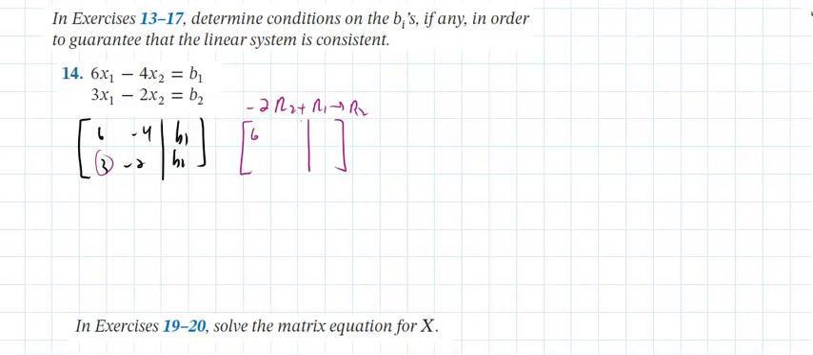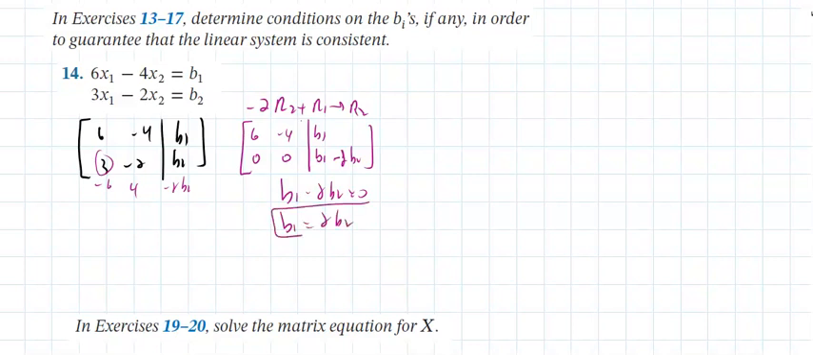So 6, negative 4, B1. If I multiply this by negative 2, that's negative 6, positive 4, and negative 2, B2. And if I add those, that's a 0, that's a 0, that's B1 minus 2B2. Let me make that bigger. So here, we notice that for this to have a solution, B1 minus 2B2 must be 0, or B1 must be 2B2. That's the only way you can get a solution in this case.